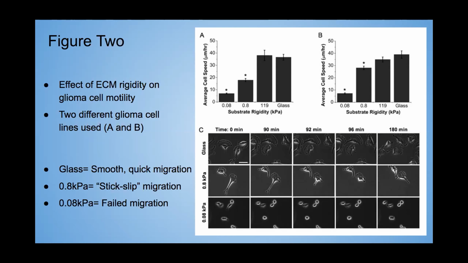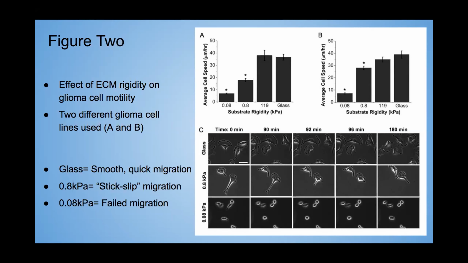So for A and B, you see the same thing in both instances, which is that the more rigid the substrates are, the more these cells are migrating and the more motility they have, which they measure with average cell speed. More rigidity is leading to more migration and motility in A and B. And C lets you visualize it with a time course. Like I said before, glass is synonymous with a very, very rigid substrate, very similar to the 119 kilopascals.